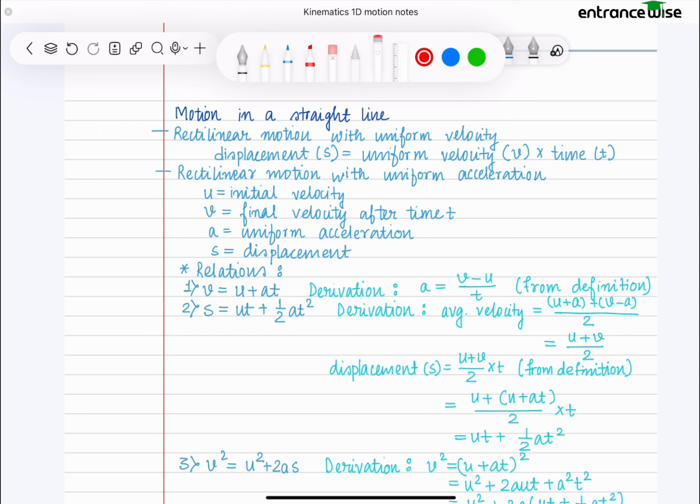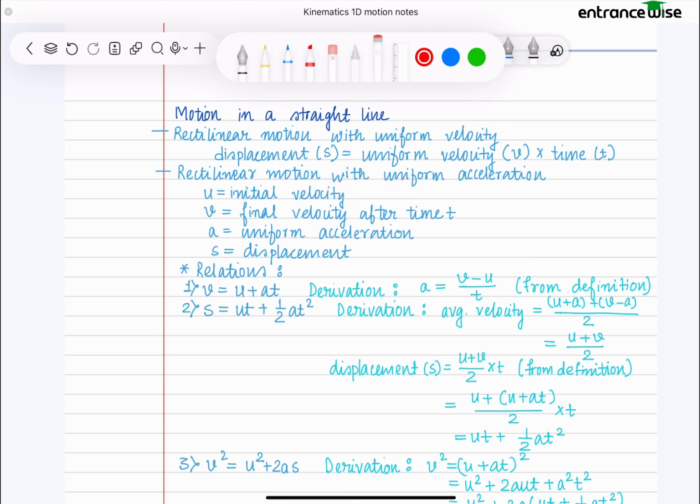So, let's start with motion in a straight line. Basically, rectilinear motion refers to the movement of an object along a straight line. This is the simplest form of motion where the path of the object does not curve or deviate. It is always in a straight line. There are two types of rectilinear motion that we will discuss: motion with uniform velocity, and motion with uniform acceleration.